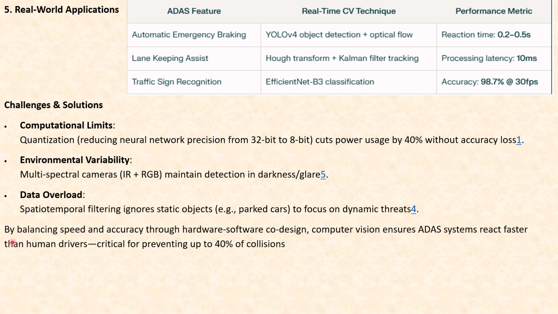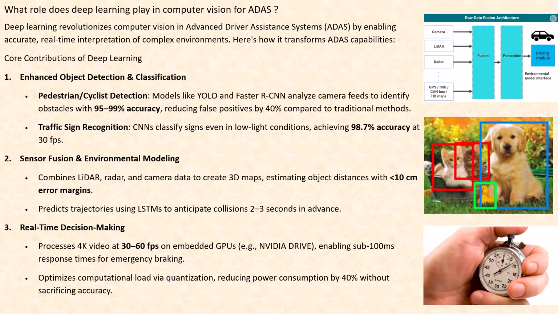Okay, so this particular sentence gives you an overall umbrella type summary, the importance of real-time applications and how these real-time applications are happening in computer vision. Now let's briefly touch upon the role of deep learning in computer vision for ADAS. Deep learning revolutionizes computer vision in advanced driver assistance systems by enabling accurate real-time interpretation of complex environments. So this is exponentially learning.